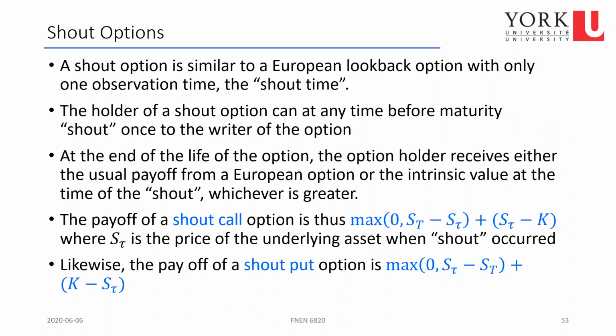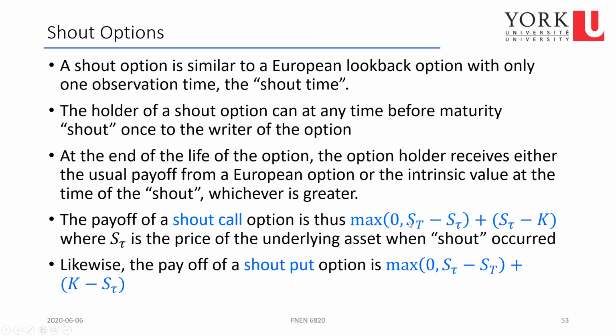Now, if we look at the payoff of a short option, it is max of 0 or S_T minus S_tau, plus S_tau minus K for a short call. Tau is the time that the short took place. Why is that the case? Basically, this payoff function translates this statement here.